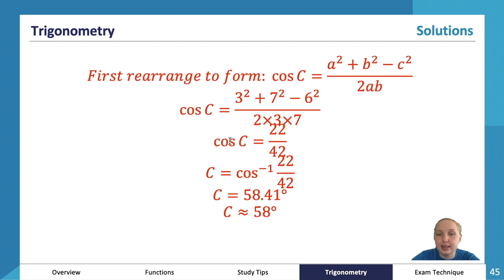Then we just take this cos across by making an inverse, and we'll get that angle c is equal to cos to the negative 1 of 22 over 42, which if we put that in our calculator, making sure it's in degrees, we'll get 58.41. Rounding off to the nearest degree, we get 58 degrees. So again, this is just another rule that you pretty much just have to substitute things into an equation, so not too tricky.